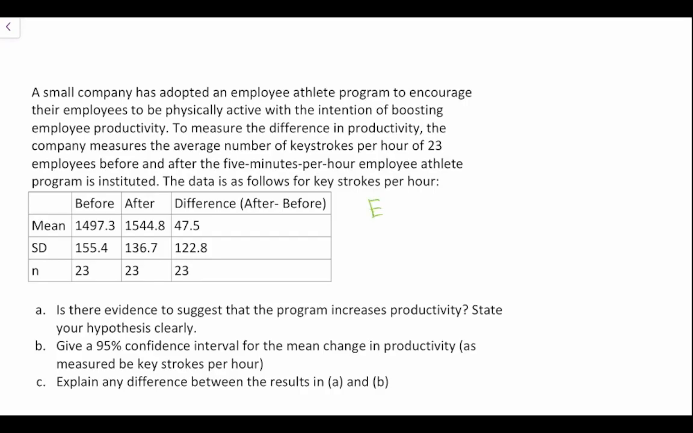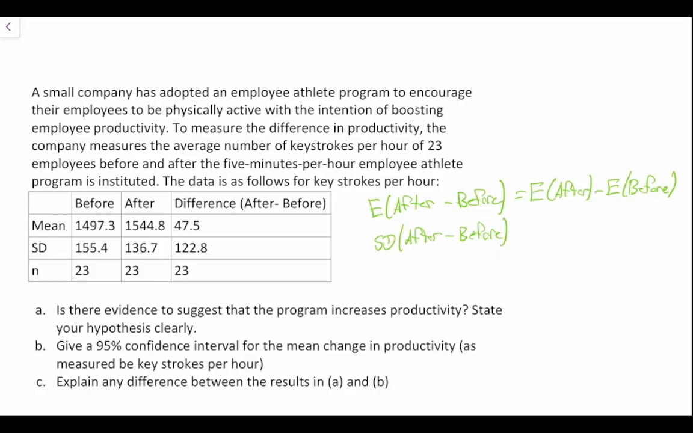Another way of looking at this is the expected value of after minus before is equal to the expected value of after minus the expected value of before, right? We've done that before. They've given us our standard deviation of the difference, so the SD of after minus before.